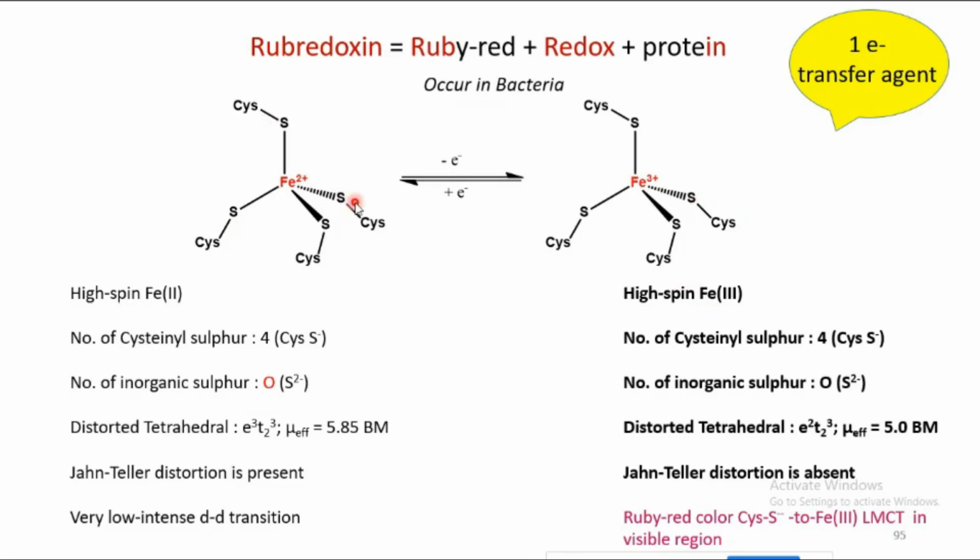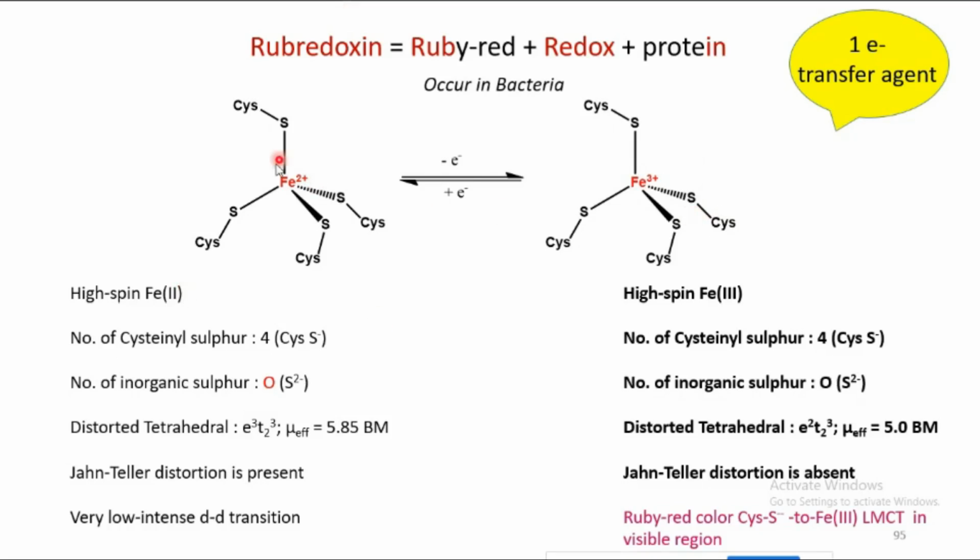If you are measuring the magnetic moment, it is having 4 unpaired electrons. Sorry, we have to switch over this value. This should be 5.9, and 5.85 should move to here. Yeah, sorry for that. The Jahn-Teller distortion is present in this case, and in this case also we can see the Jahn-Teller distortion. Sorry, in this case the Jahn-Teller distortion is absent, since there is an even distribution of electrons in the T2 as well as E orbitals.